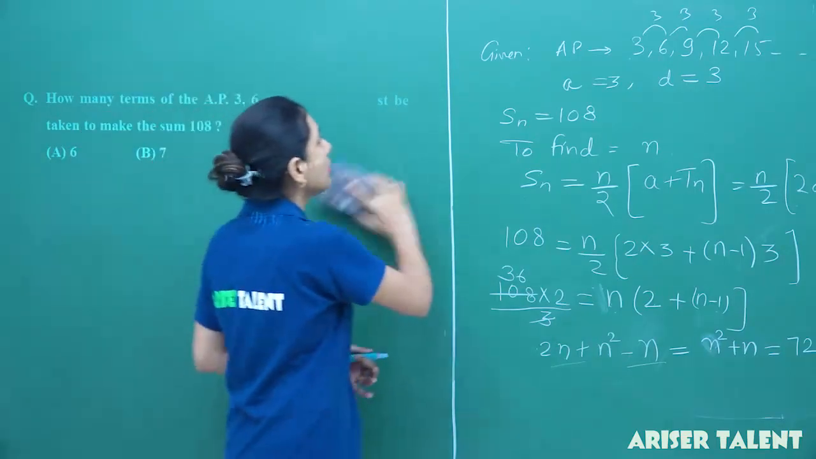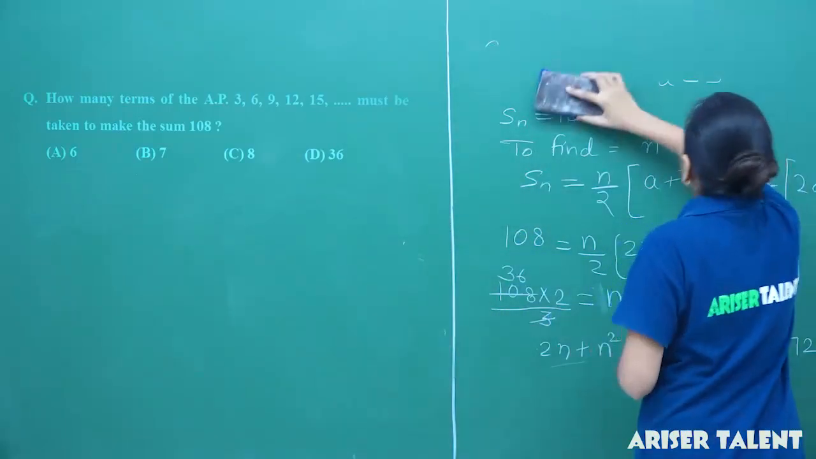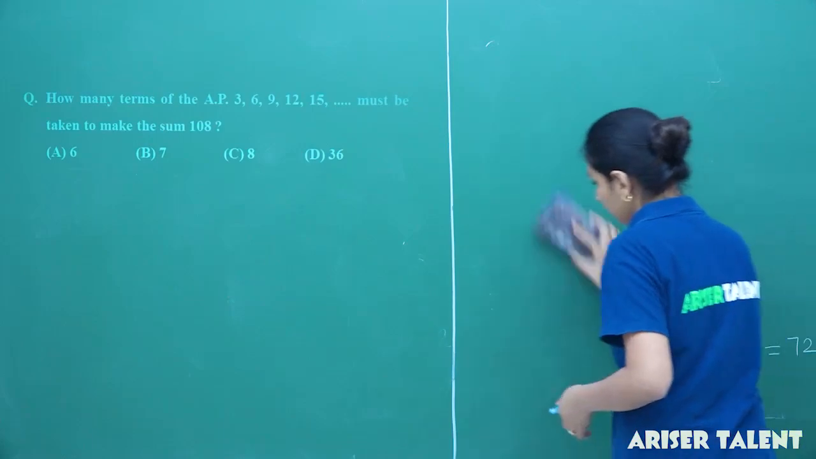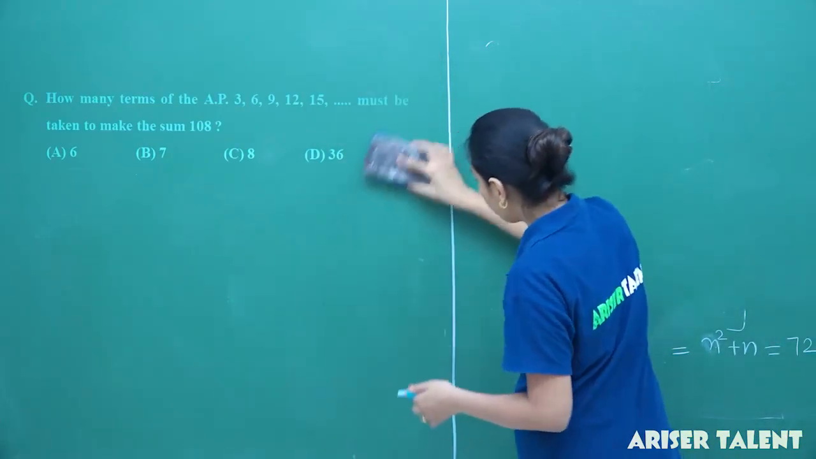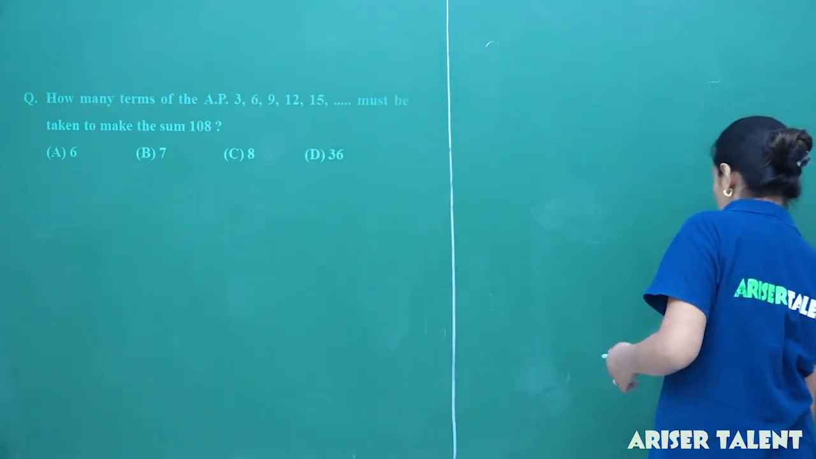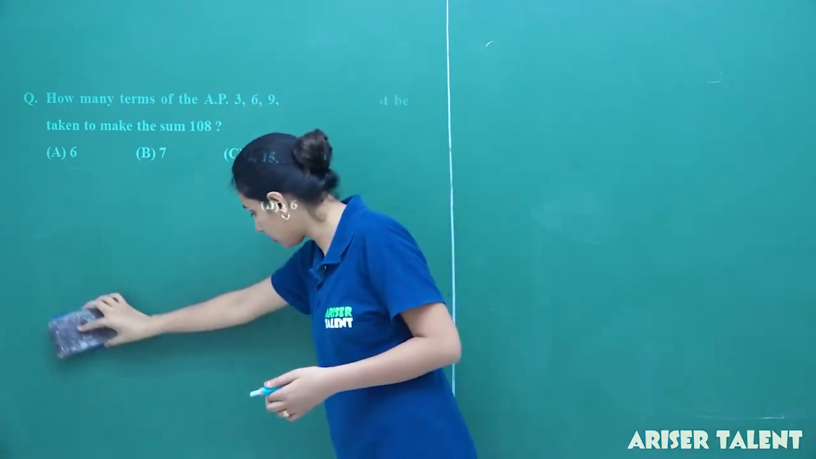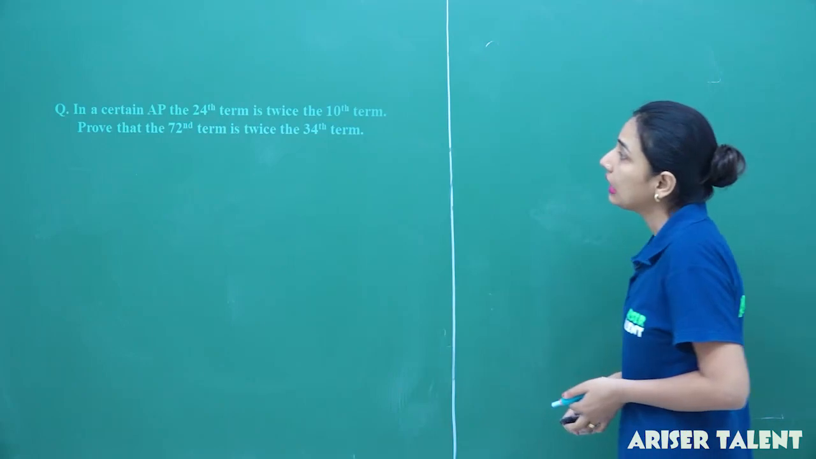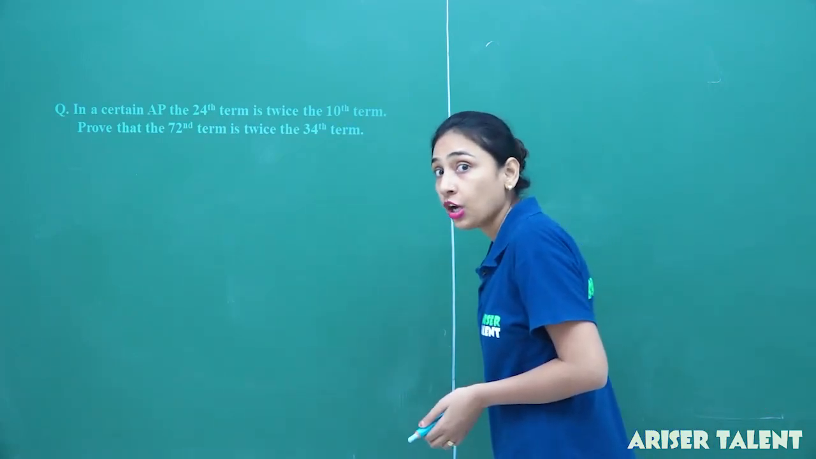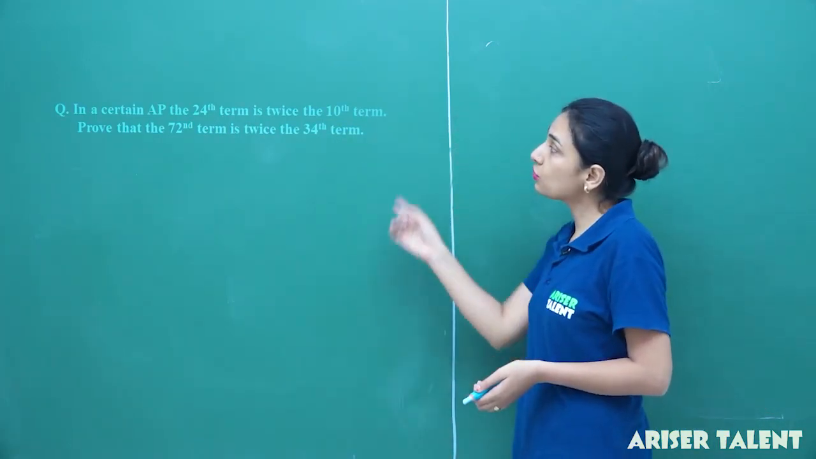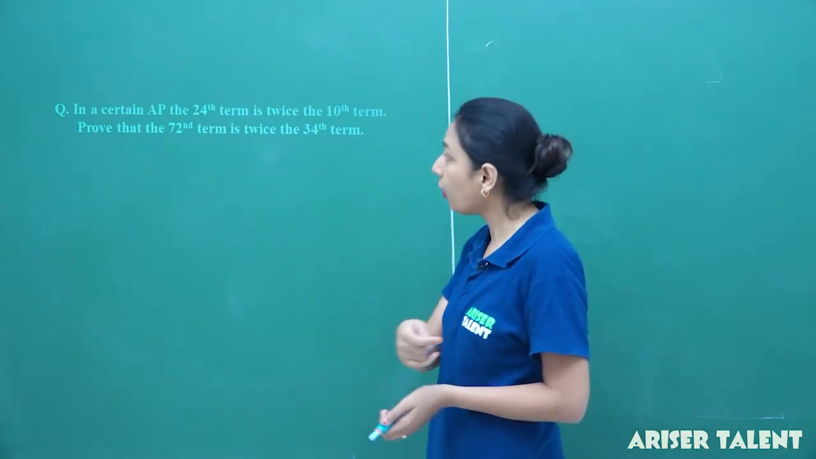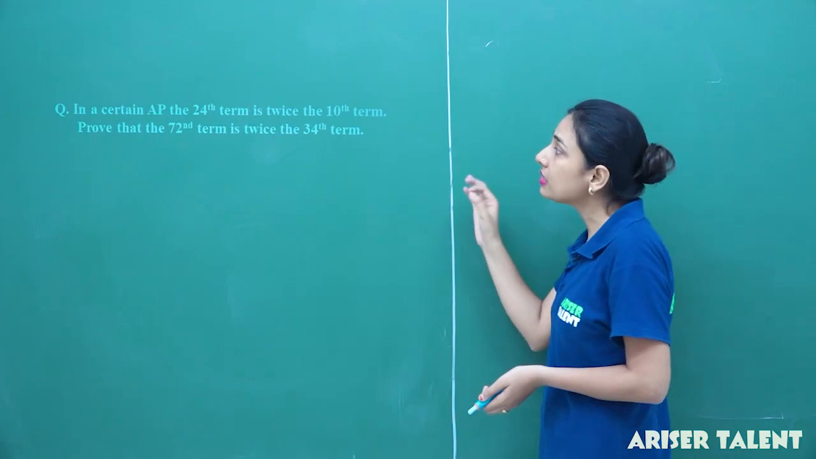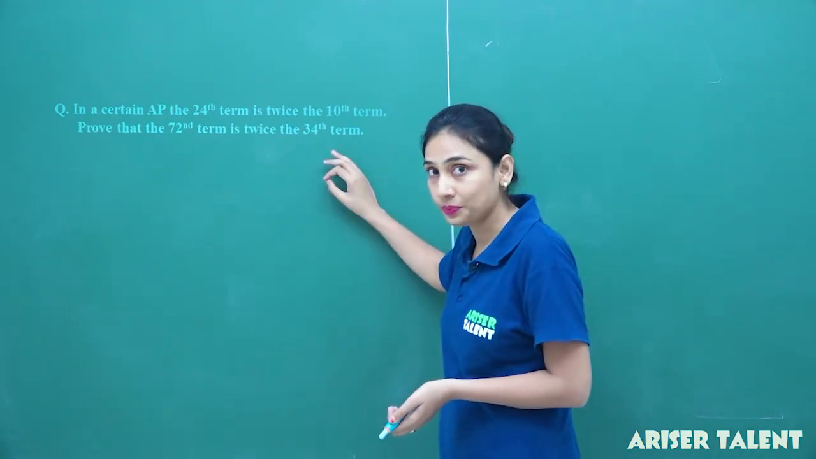Right, students. Okay. Now, moving towards the next question. What do we have in the bucket? We have a certain AP. The 24th term is twice the 10th term. Prove that the 72nd term is twice the 34th term.